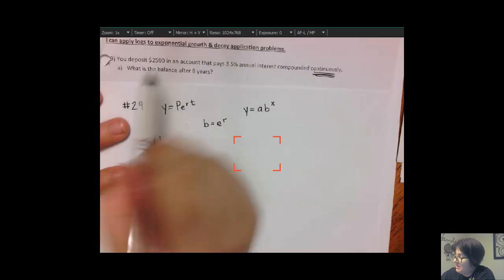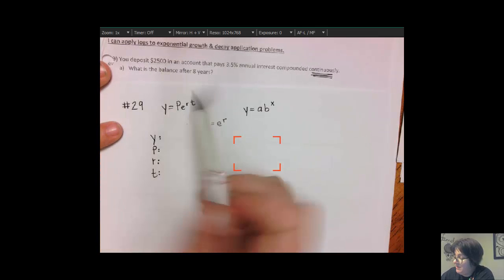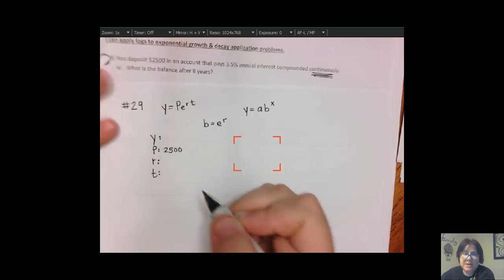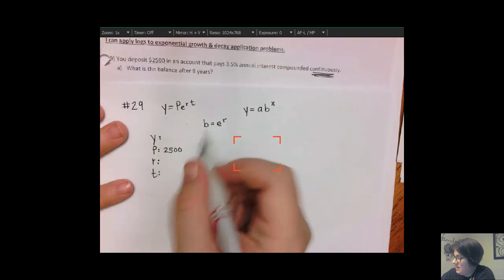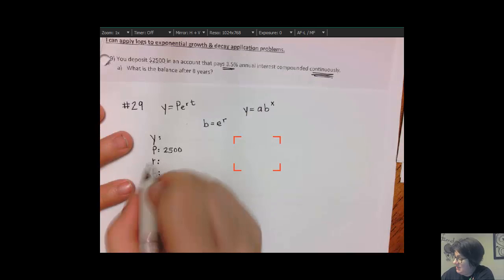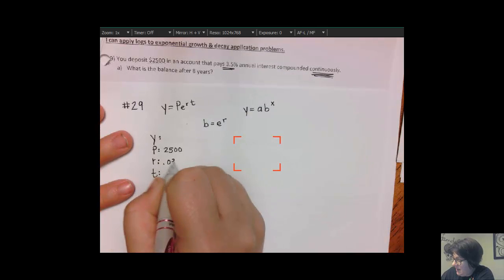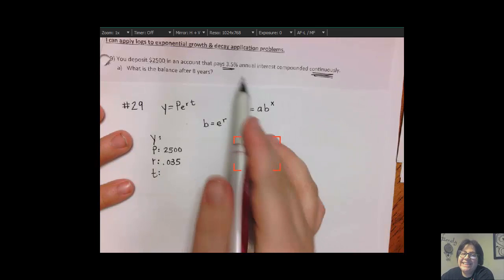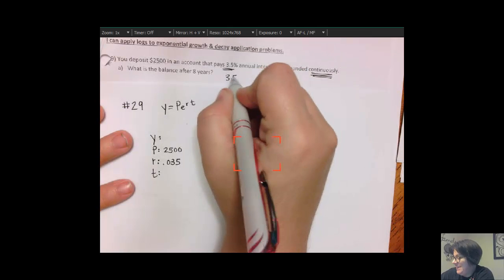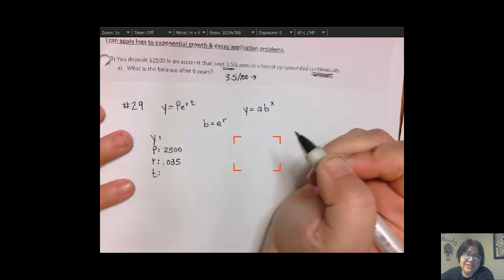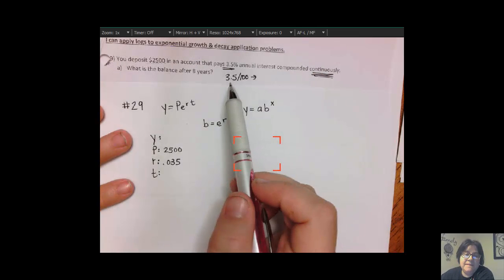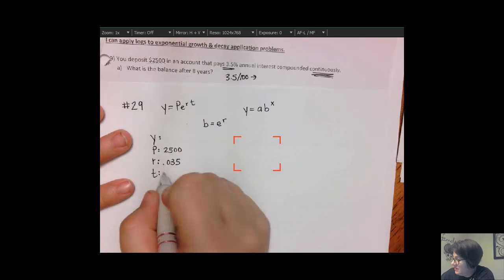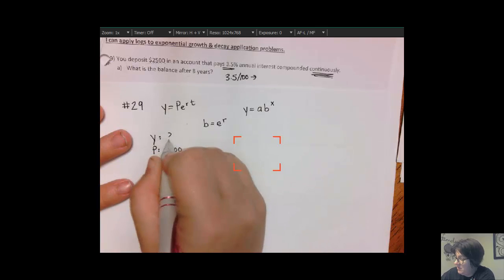All right, so first thing is read the problem. You're going to deposit 2,500, so I'm going to start with 2,500 as my starting amount. P, principal, is what the P stands for. 3.5%, that's my rate, 0.035. If you forget that, take 3.5 and divide by 100, and your calculator will always give you the right answer. Then part A says what's the balance after 8 years? So 8's your time, and you're looking for the balance.